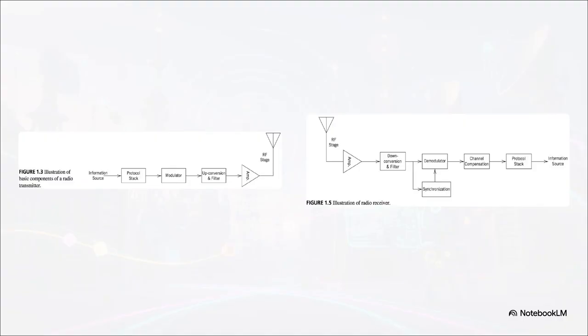When we build this into physical hardware, there's this really beautiful mirror-like symmetry to it. A radio transmitter packs up the information, pushing it through the protocol stack, modulating it, upconverting it, amplifying it, and shooting it right out of the antenna. Then the receiver catches it and does the exact sequence in reverse. It amplifies, downconverts, demodulates, and sends it back up the protocol stack. It's just a perfect engineering mirror.